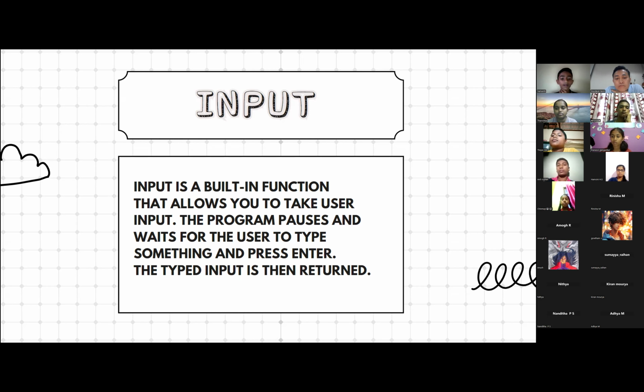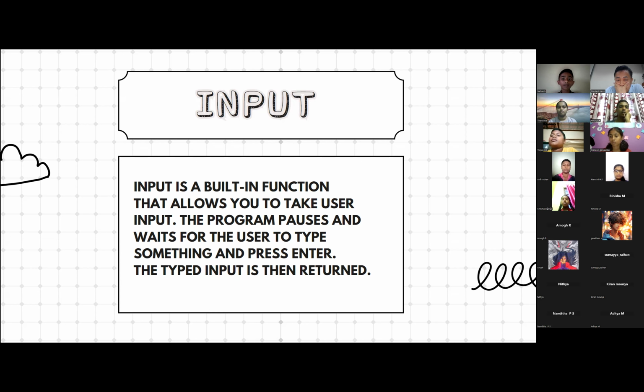The program pauses and waits for the user to type something and press enter. The typed input is then written. As I said, if you type any code where you want the computer to ask you something, for example, a equals input, which fruit do you like? The computer just asks you which fruit do you like.